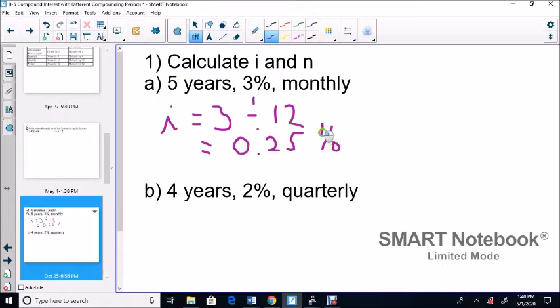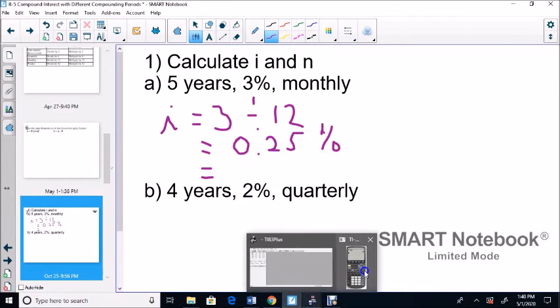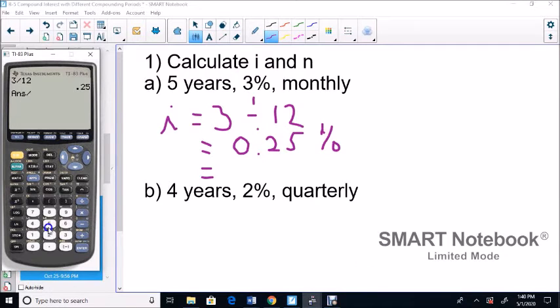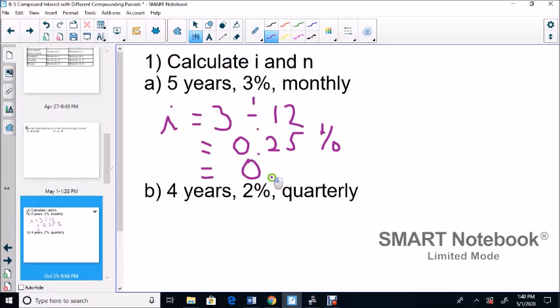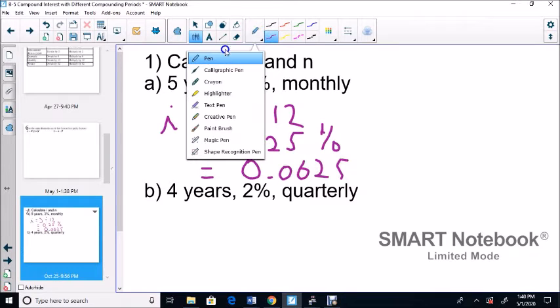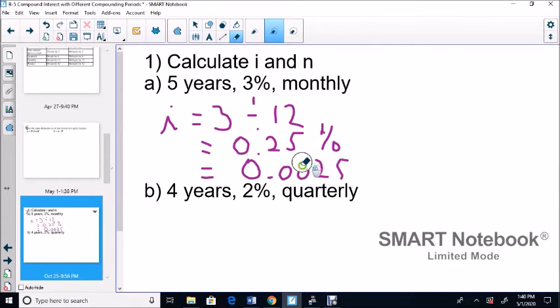Now that's 0.25%. When we use it in the formula, we have to still turn it into a decimal. So in the formula, you still have to divide it by 100, and you get 0.0025, which is what you would use in the formula. Let's just erase that so it looks like a 0 there. Make sure that looks like a 0.